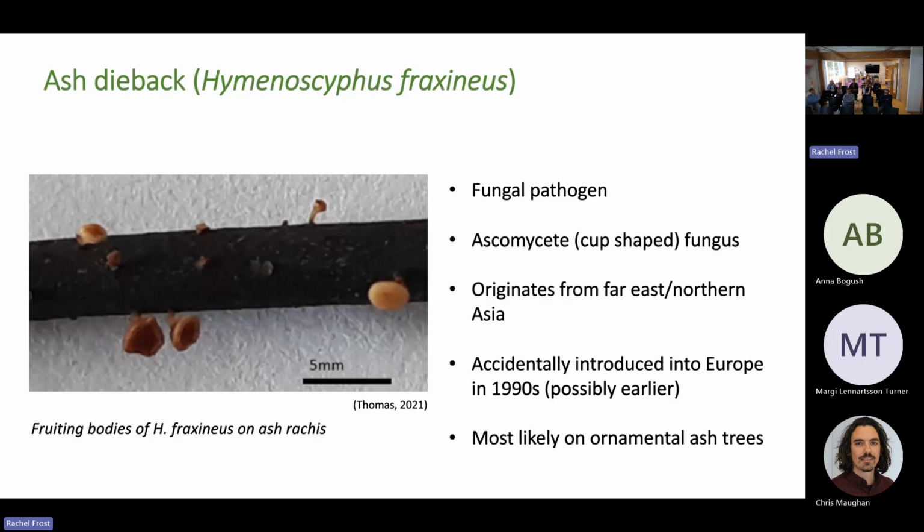So Hymenoscyphus fraxineus, the ascomycete fungus, is an introduced species. It's not native to Europe. It's believed it originated in northeastern Asia, so the Manchurian area of China, and it was accidentally introduced into Europe, it's thought on ornamental trees. Initially, it was thought it was in the 1990s, but we're now starting to think that the fungus has been here a lot longer. And since then, it has started spreading across Europe, and it reached the UK around the 1990s, although again, it's likely it came here earlier.